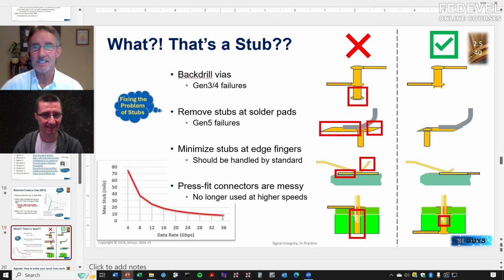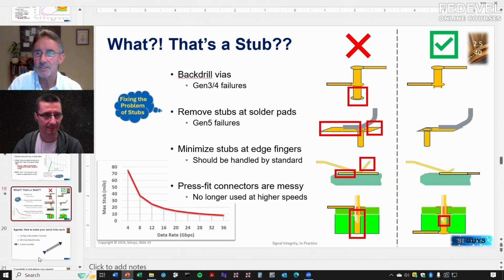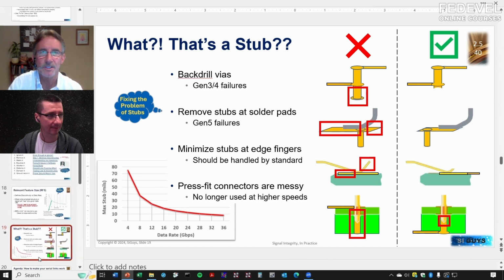I mean, look at this. It's like 10 mils has been too long a stub for quite a while here, right? 10 mils, that's like the width of a trace. That's so tiny, right? These things are five times bigger than that, you know? So yeah, stay safe. Stubs, we might say that's a form of discontinuity that has been causing lots of problems.